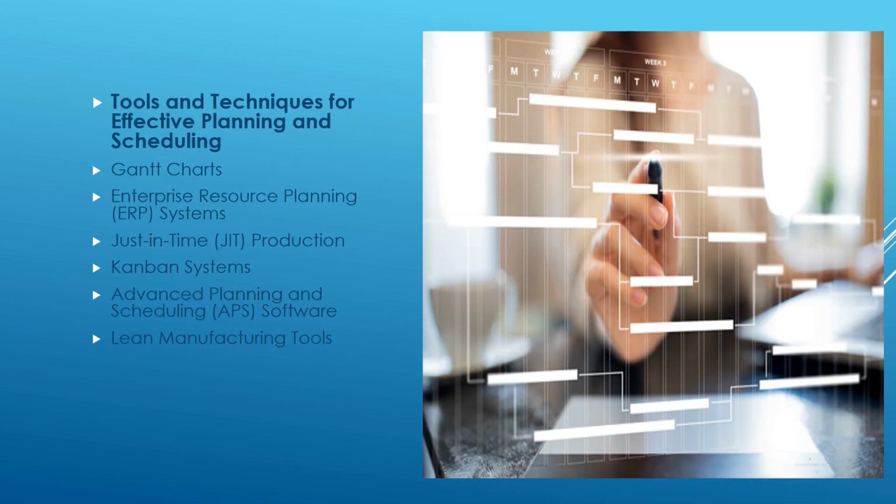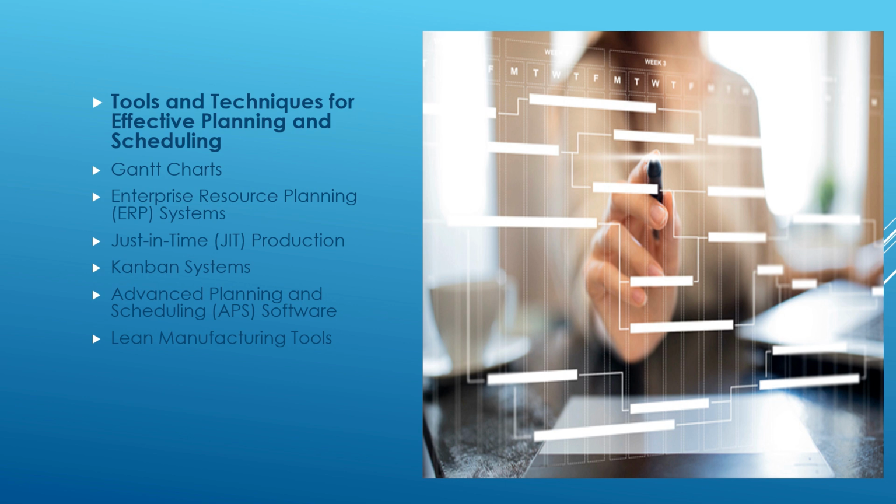Tools and techniques for effective planning and scheduling. First, you have Gantt charts, which help to visualize production timelines and track task progress. Enterprise resource planning, ERP systems, which integrate production planning with other business processes such as inventory and finance. Just-in-time production, which involves minimizing inventory by producing only what is needed when it is needed.